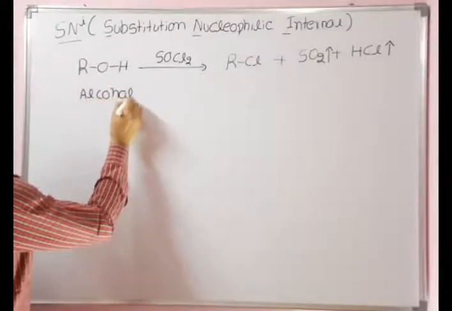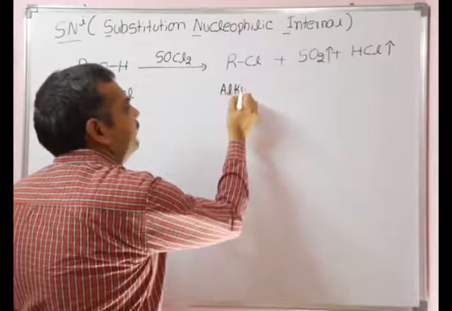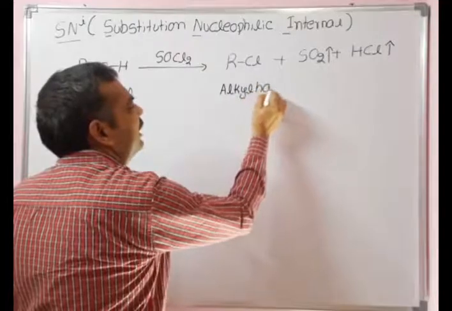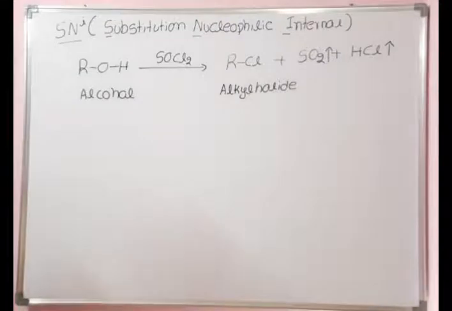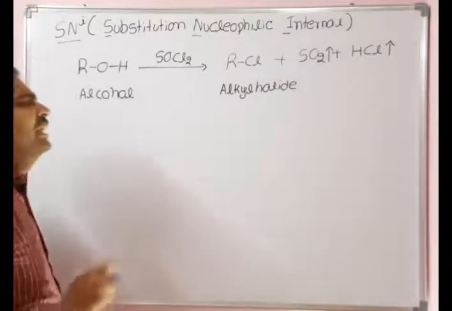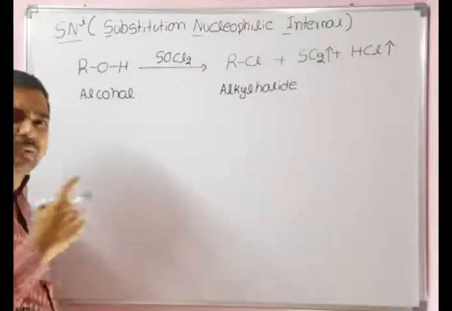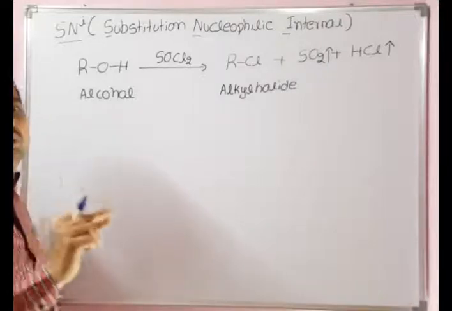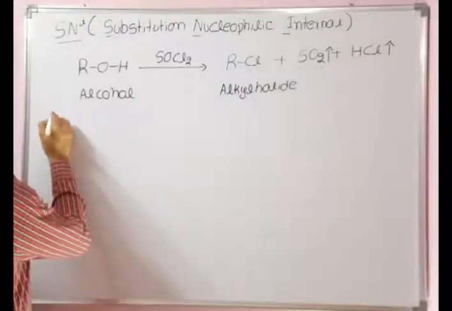So what is SNi reaction? When alcohol reacts with thionyl chloride, we will get alkyl halide, with sulfur dioxide and hydrochloric acid as side products. This is an example of SNi. See the important points in SNi reaction. In SNi reaction, the nucleophile is Cl minus. The nucleophile will attack from the same side, or internally. So, see some important points in SNi.